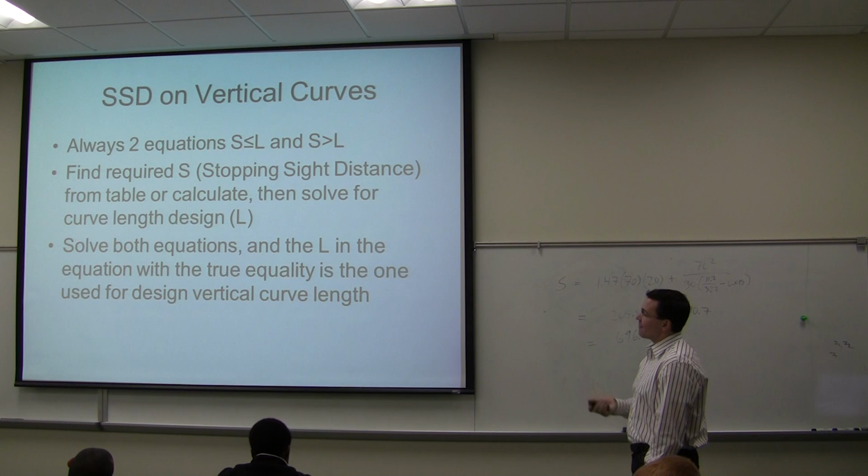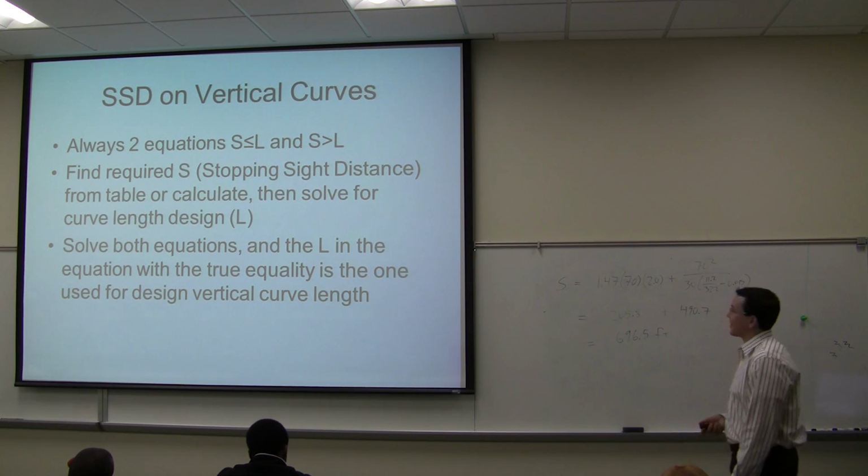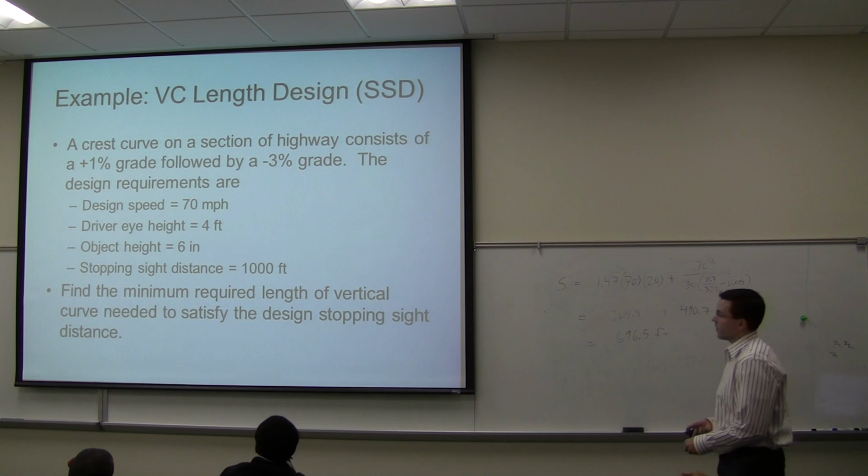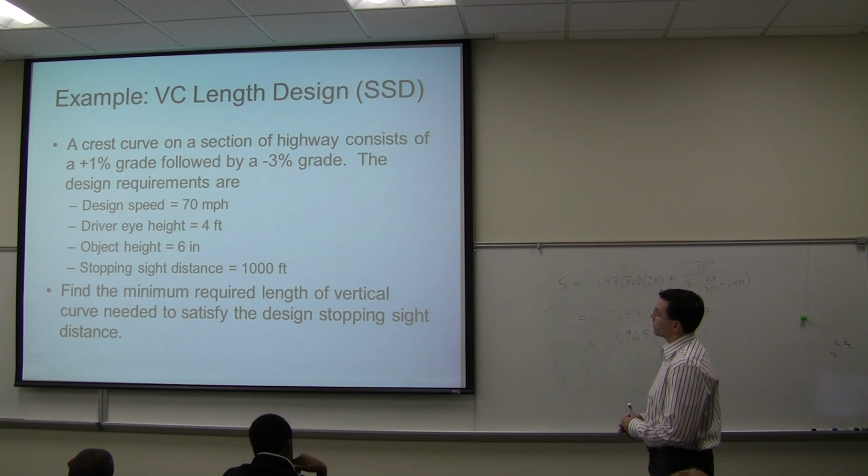So you should have enough information to find S, the stopping sight distance, and then you can plug in S and A and the values for H and come up with the L. Again, solve for both equations and figure out which inequality is true.